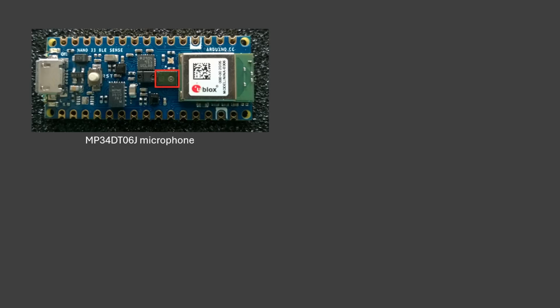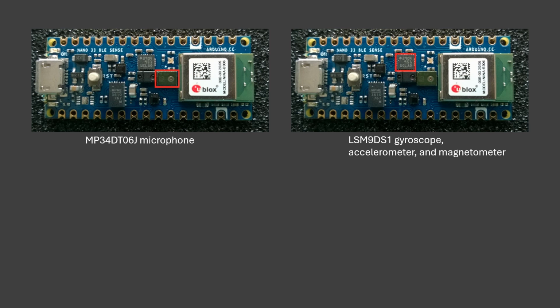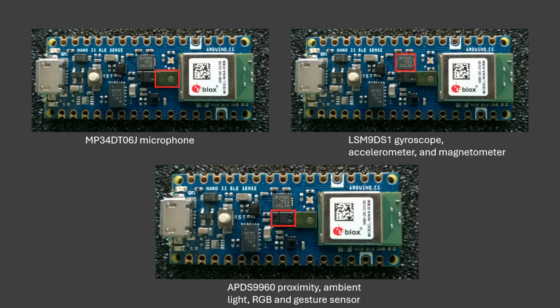Also, we have the microphone. It comes with a digital microphone, MP34DT06J. So we also have the gyroscope sensor, accelerometer sensor, and the magnetometer sensor, which is LSM9DS1. And lastly, on the board, we have the proximity sensor, ambient light sensor, RGB, and gesture sensor, which is APDS9960. So the location is marked with the red box.